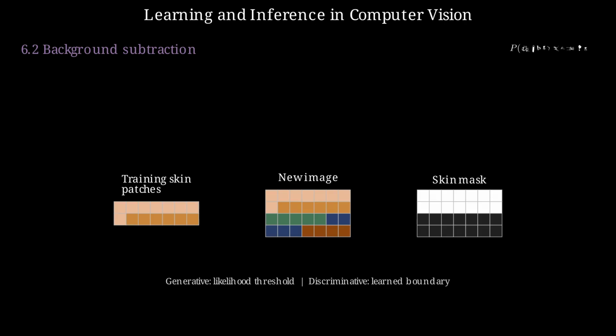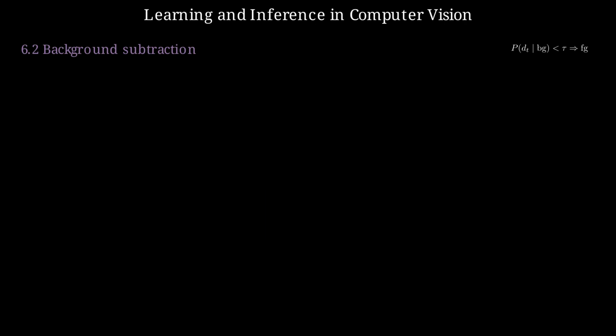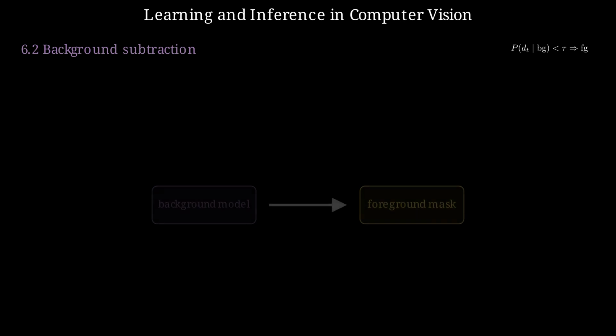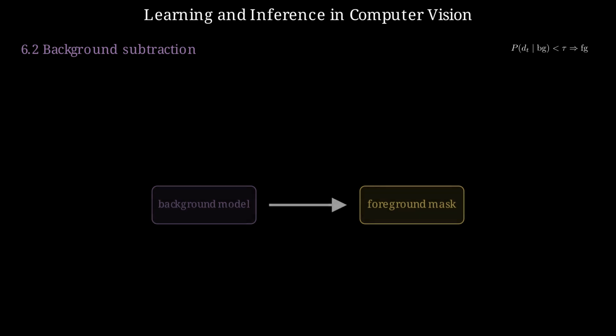Background subtraction segments moving foreground objects in video surveillance, traffic monitoring, and interactive installations. The world variable W per pixel is binary, background or foreground. The generative story models what static background pixels look like over time. The simplest model stores per pixel mean and variance of color, updated online as new frames arrive. A pixel whose color is improbable under the background model is flagged foreground.